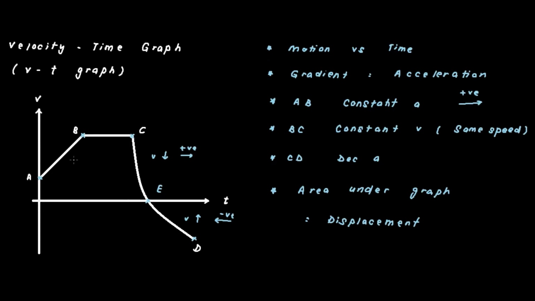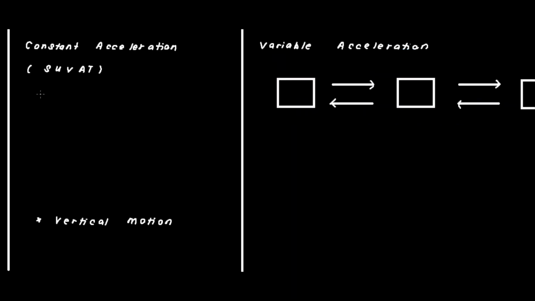Then after that, we'll be looking at the formulas, where we talk about the constant acceleration and also the variable acceleration. All right, so we know that for all the cases where we involve constant acceleration, there are four SUVAT formulas that we can use.